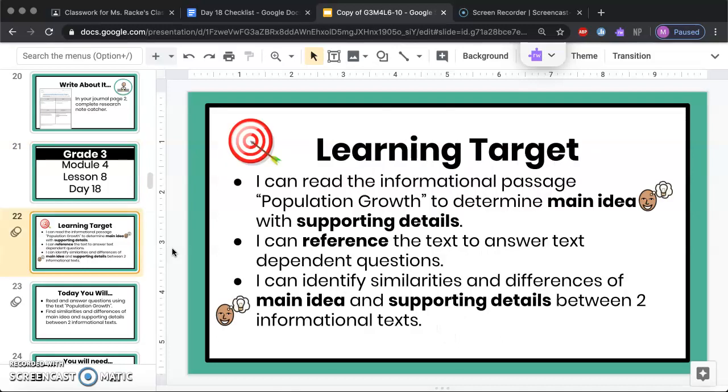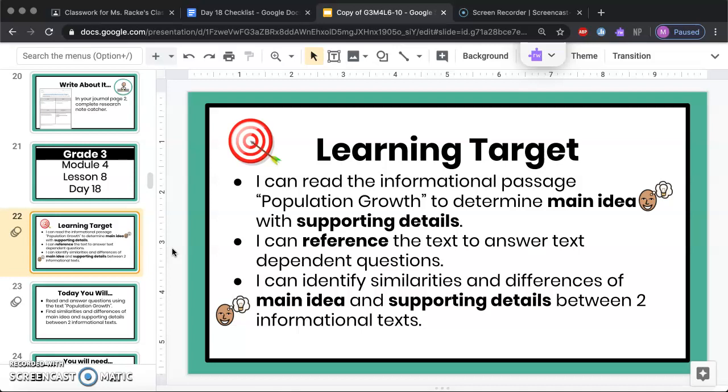So our learning targets for today are: I can read the informational passage, Population Growth, to determine the main idea with supporting details. So we're going to be looking for the main idea and then details to support the main idea. Next, I can reference the text to answer text-dependent questions. So this means we're going to be looking back in the text to find our answers. Lastly, I can identify similarities and differences of main idea and supporting details between two informational texts.